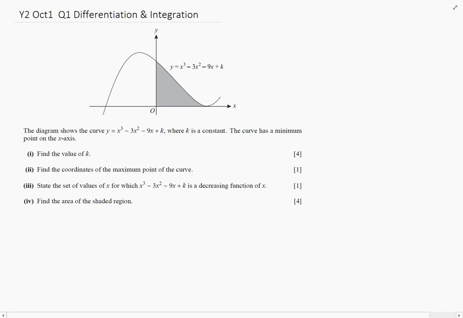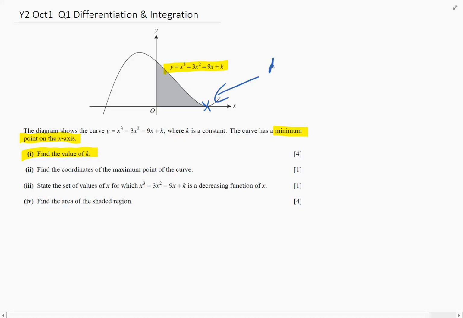We're given a polynomial here, and the polynomial is y equals x cubed minus 3x squared minus 9x plus k. So we don't know what k is, but I think we have to find it out in part 1 here. The other piece of information you're given which is useful is that it has a minimum point on the x-axis. So we know for sure that that point there will be a minimum point.